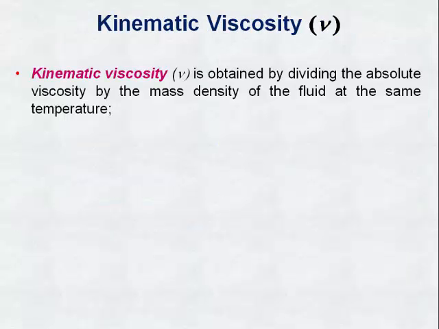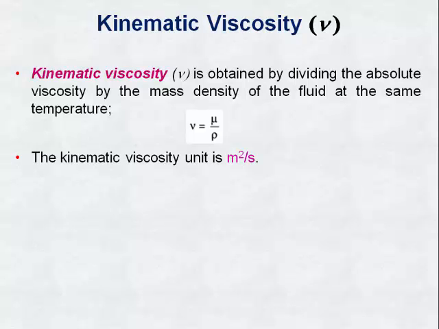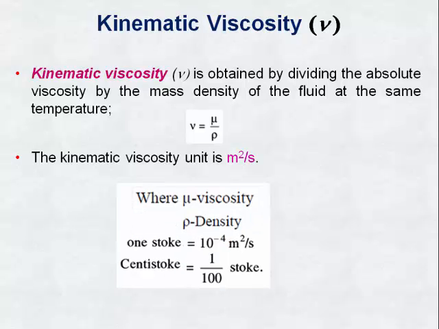Next one is kinematic viscosity, nu. Kinematic viscosity is obtained by dividing the absolute viscosity by the mass density of the fluid at the same temperature. Here the formula is nu equals mu by rho. The kinematic viscosity unit is meter square per second. Here the unit is also important, where mu is viscosity and rho is density.